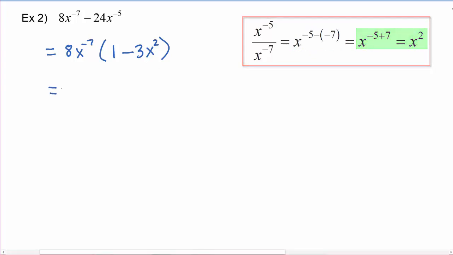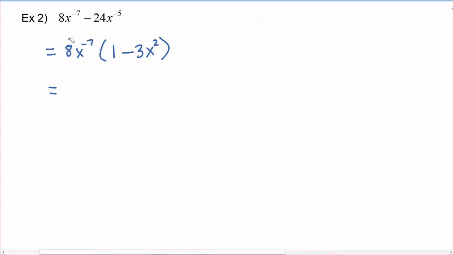Now all that's left to do is get that negative exponent into the denominator. So we have 8 times 1 minus 3x squared in the numerator and x to the 7th in the denominator. And there's our final answer.